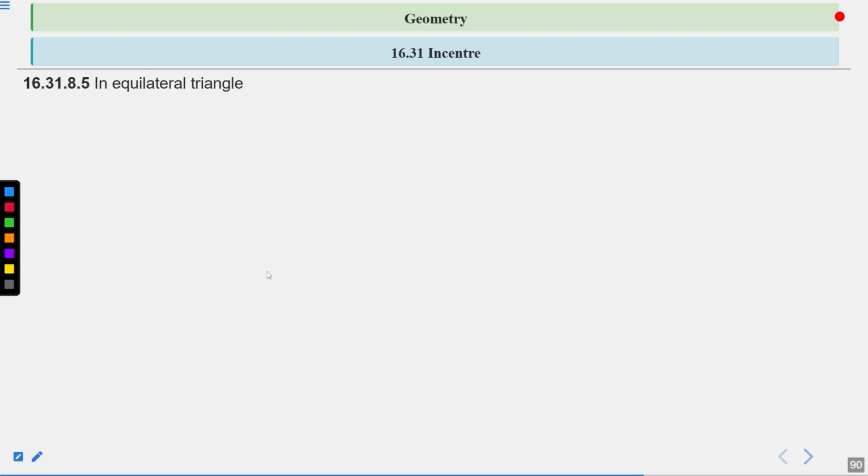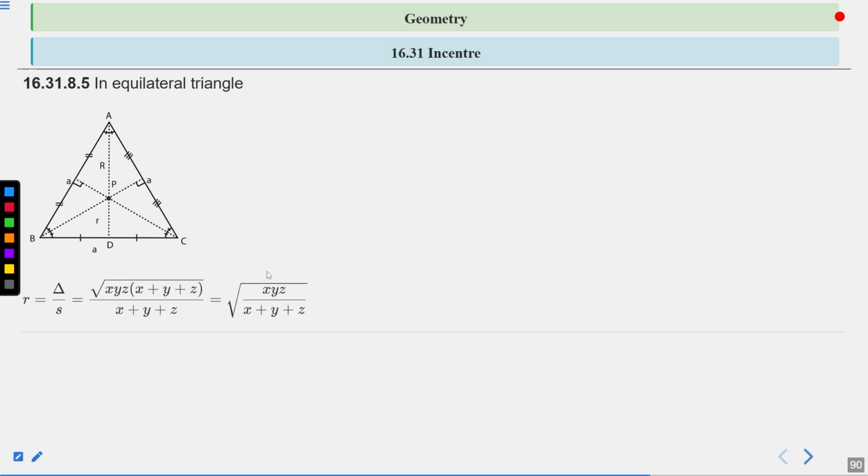This is the diagram of the triangle. So inradius becomes area of triangle upon semi perimeter, so we can say that under root x into y into z into x plus y plus z upon x plus y plus z. So when we simplify, we get under root x into y into z upon x plus y plus z. We get the inradius.